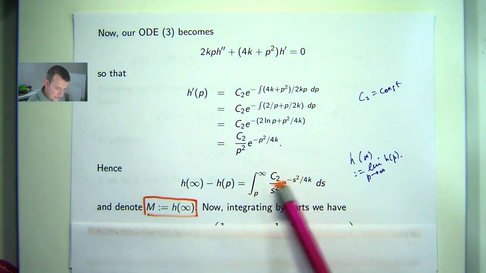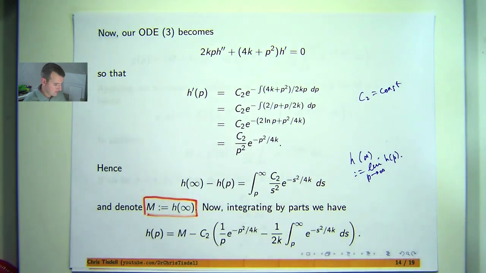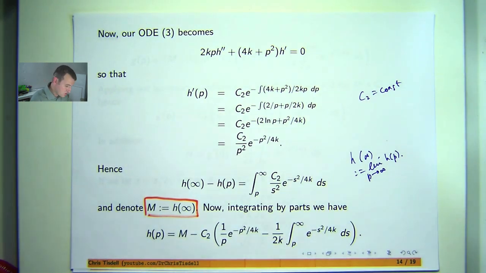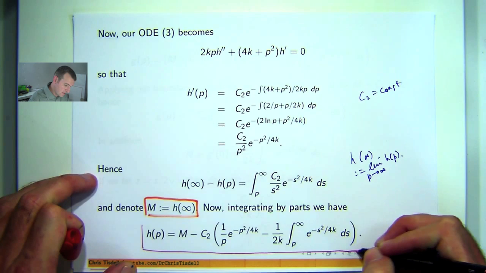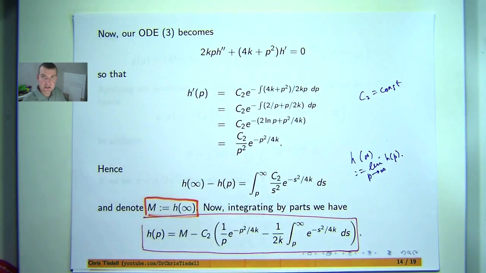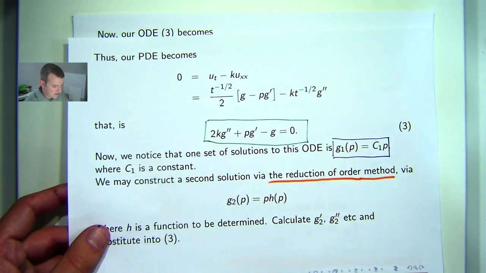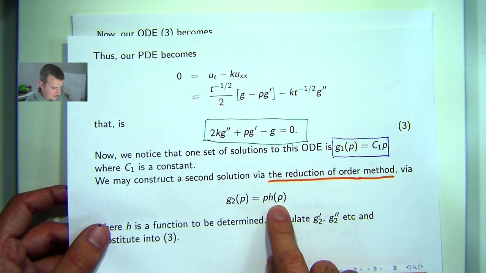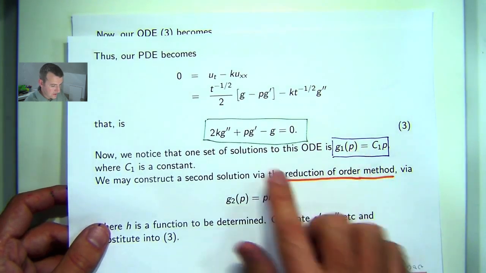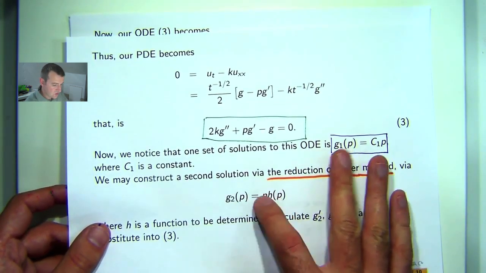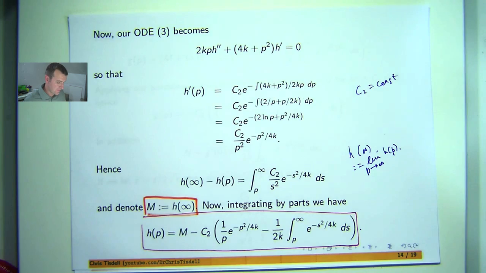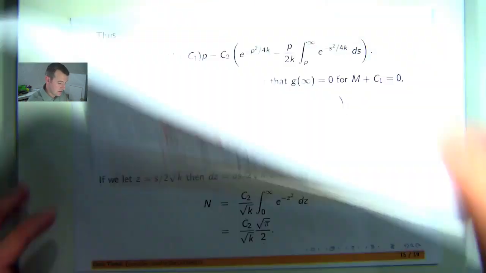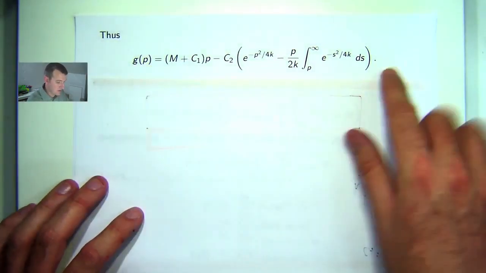Now if you integrate in here by parts, then you'll get the following for h. So we're in a strong position now because we have essentially solved, or at least determined, a general solution to my problem 3. Okay, I've got that, where C1 is a constant. I've found h of p, so I've got G2. Because this is linear, I just add the two solutions together to get G. Okay, and here it is.